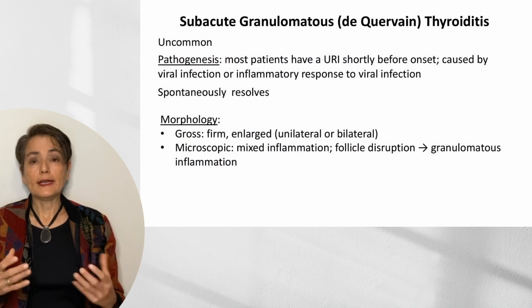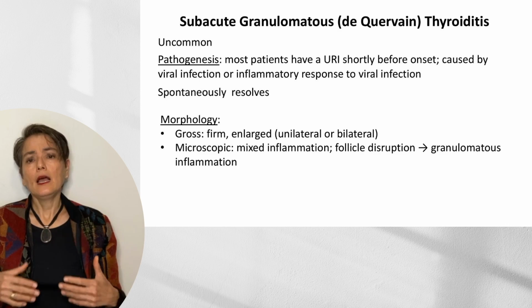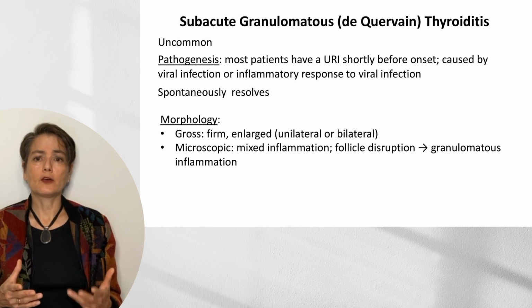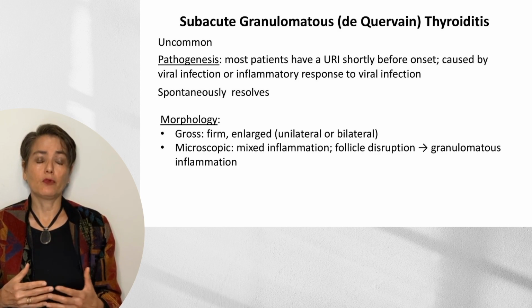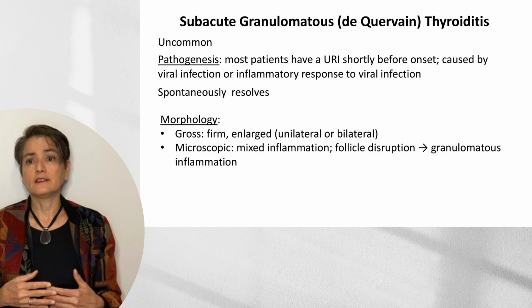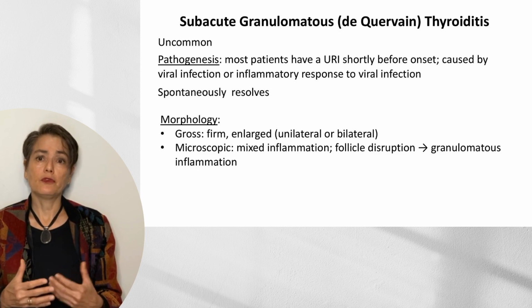Okay, so this brings us to our next entity, which is subacute granulomatous, also known as de Quervain thyroiditis. And this is an uncommon entity. The pathogenesis is associated with some sort of upper respiratory tract infection. So most patients will have a URI shortly before onset. It's thought that de Quervain thyroiditis is either caused directly by the viral infection or an inflammatory response to viral infection.